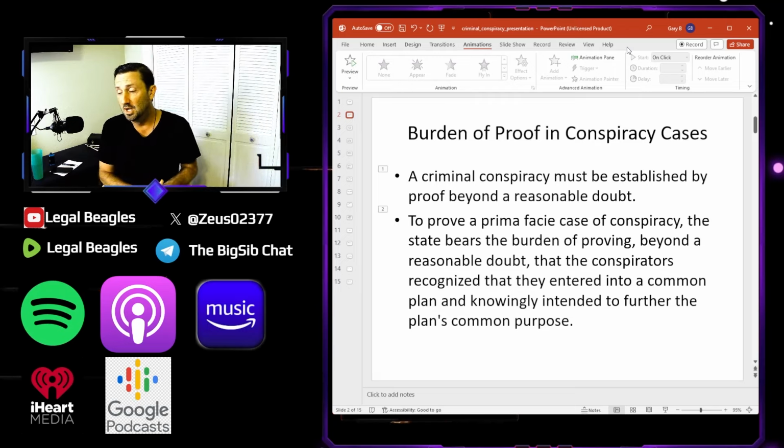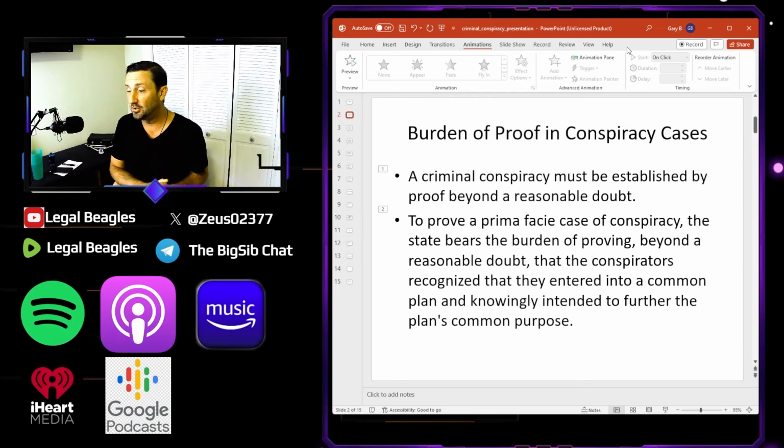And number 2, to prove a prima facie case of conspiracy, the state bears the burden of proving beyond a reasonable doubt that the conspirators recognized that they entered into a common plan and knowingly intended to further the plan's common purpose. So whether that's to violate your rights, disenfranchise you in any way, or take away some privileges without due process, if multiple agencies and multiple people conspire together to do that, this is what would be needed.